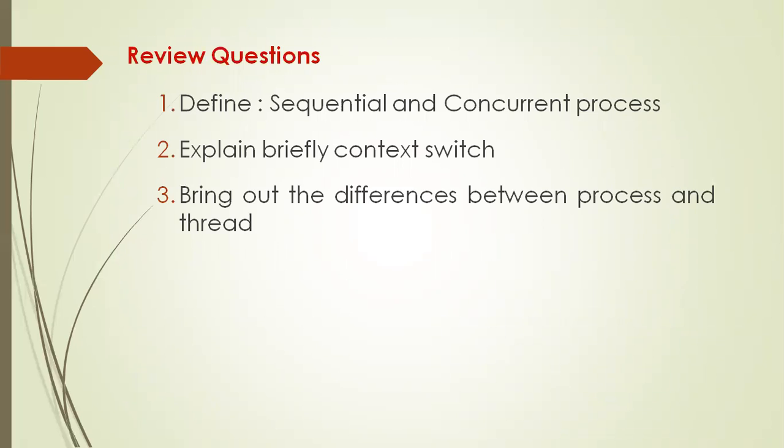Review question: define sequential process and concurrent process. Explain briefly context switch. Context switching is a major concept where the information of the currently running process should be stored in its process control block before fetching the next process for execution. After executing that process, the information about the previously executed process should be brought back from its process control block. The switching we call a context switch. Bring out the differences between a process and a thread. Several differences I have mentioned in the table.